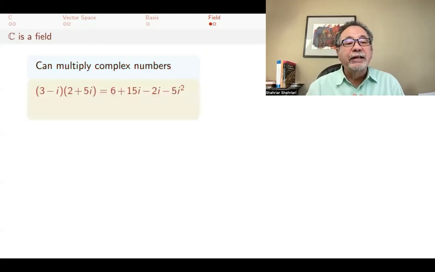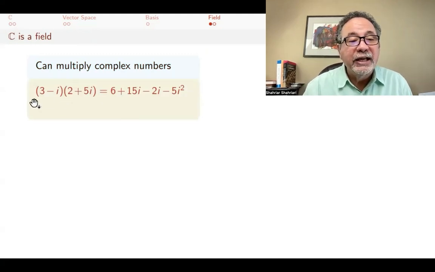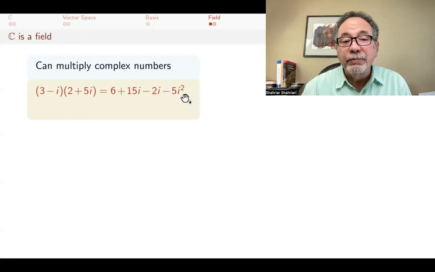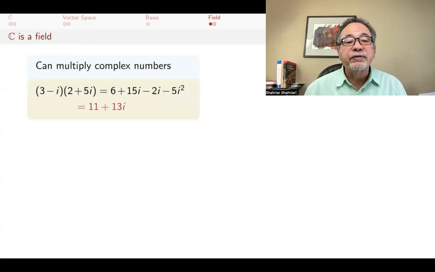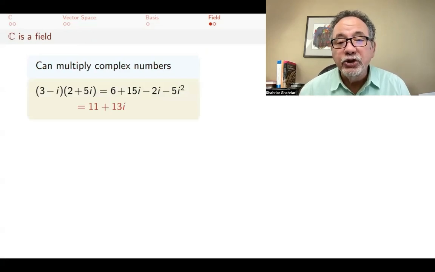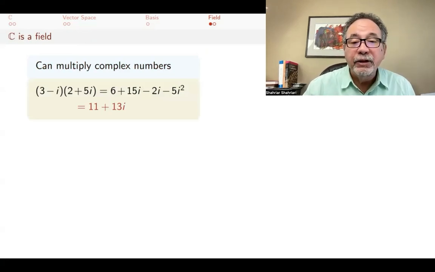For example, (3 minus i) times (2 plus 5i). How do I multiply? 3 times 2 is 6. 3 times 5i is 15i, minus 2 times i is minus 2i, minus i times plus 5i is minus 5i squared. But remember, i squared is minus 1. That becomes plus 5. 6 plus 5 is 11. 15i minus 2i is 13i, so I get 11 plus 13i.